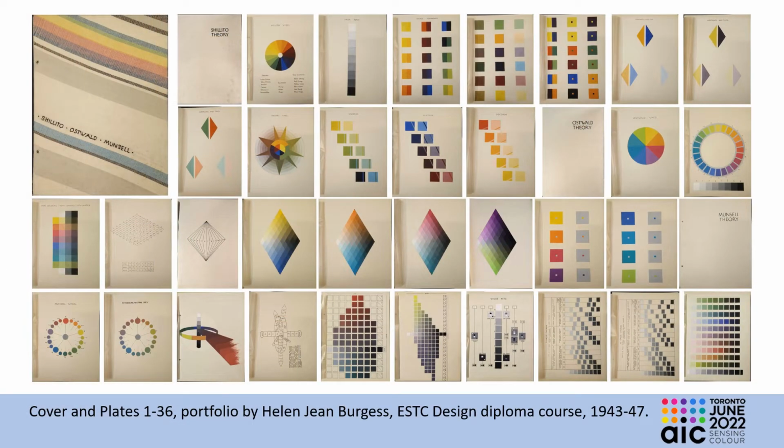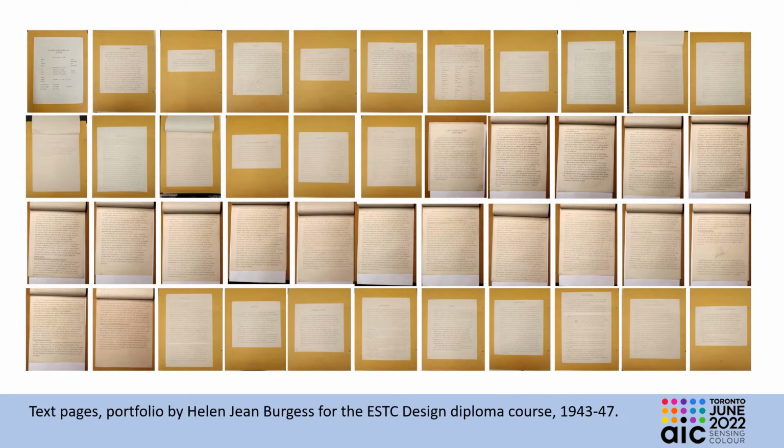The Burgess portfolio comprises a woven fabric cover and 36 loose boards in 3 sections: Shillito theory with 13 boards, Ostwald theory with 12 boards, and Munsell theory with 11 boards. 30 of these boards feature renderings in gouache, some of which required careful mixing of dozens of colour chips. The portfolio also includes 6 annotated transparent overlays, 3 pen and ink Munsell and Ostwald diagrams, and 44 part sheets or full sheets of typed text attached to the reverse sides of 24 of the boards.